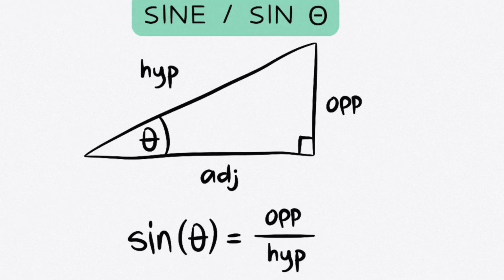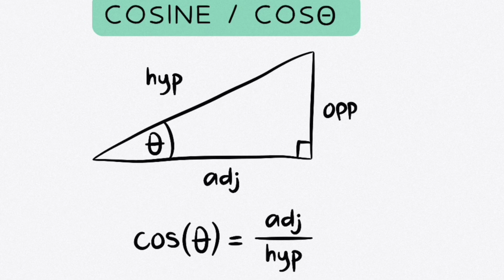Sine is the ratio of the side opposite the angle theta to the hypotenuse. This formula lets us find one side if we know the angle and other side. For example, if you know the hypotenuse and the angle, you can calculate the opposite side using sine. Cosine is the ratio of the side adjacent to angle theta to the hypotenuse. Using this ratio, you can find the adjacent side if you know the hypotenuse and angle, or even calculate the angle if you know all the sides.